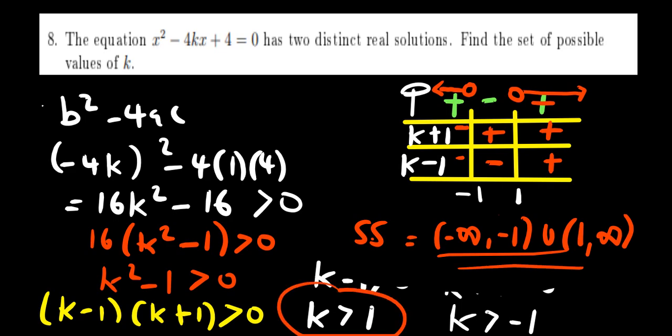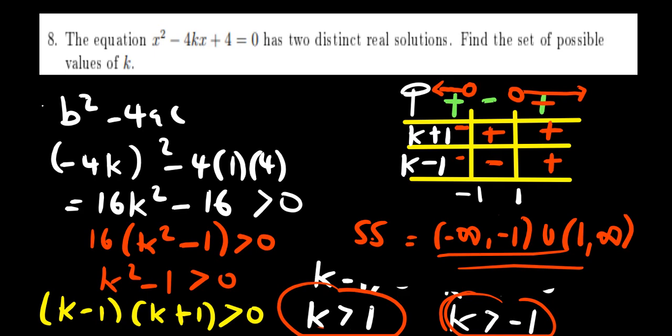Or the answer that we found can guide you. You want all the values of k where k is less than negative 1 or k is greater than 1. Those are the values. So that's how you find your solution set. Is there anything else that we can now solve?